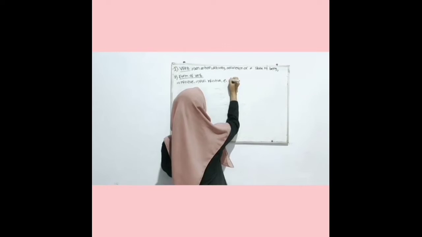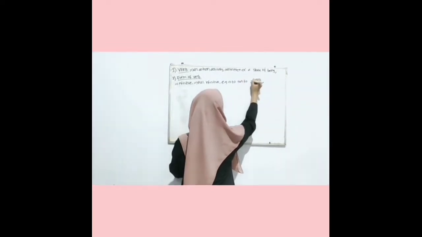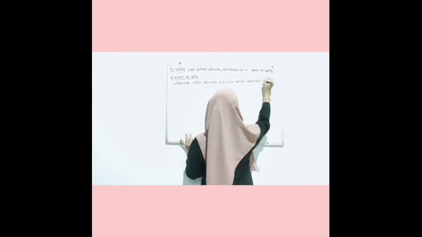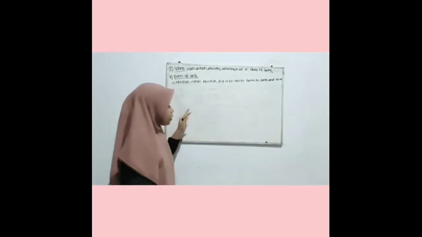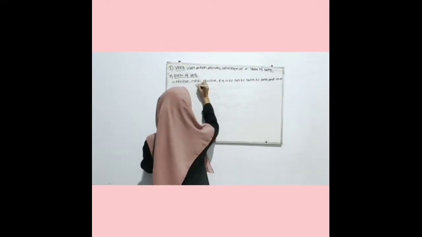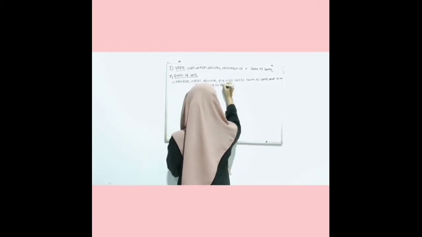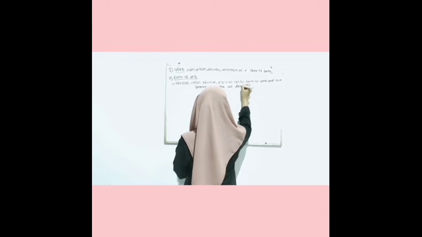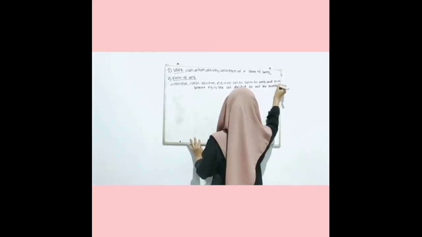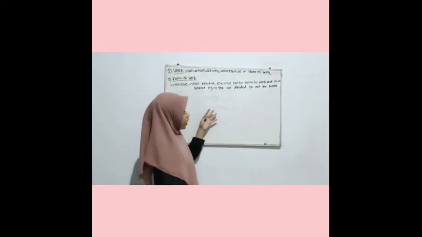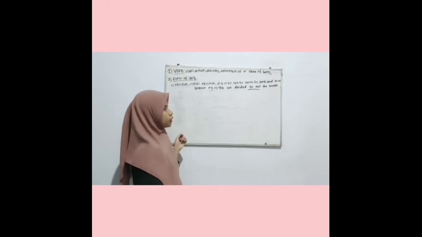Example: to run, to swim, to jump, and so on. Next, syntax example: the cat decided to eat the mouse. To eat is a full infinitive because it usually begins with the word to before the verb.